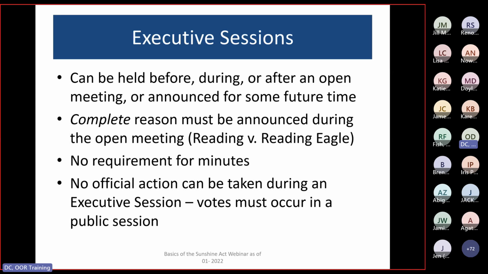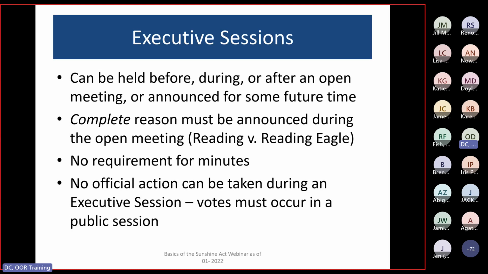Okay, you need to give the complete reason for why the board is going into executive session. A chairperson can't simply say, we're going into executive session for personnel reasons. And this is outlined in case law. The citation is the City of Reading versus the Reading Eagle, which is the local newspaper in Berks County. And that was happening. Chairperson would stand up, we're going into executive session for personnel reasons. The Reading Eagle filed suit, said that's not good enough. You need to tell us more.